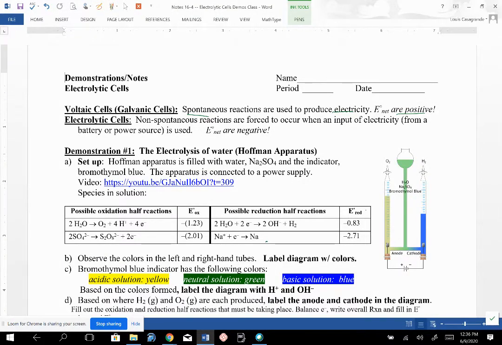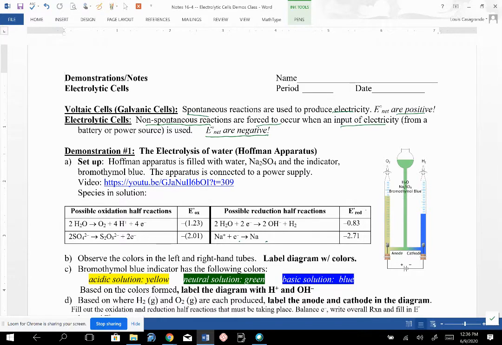An electrolytic cell is a non-spontaneous reaction. So these are electrochemical reactions that are non-spontaneous, but that are forced to occur by putting in electricity from a battery or a power source. And because they're non-spontaneous, if we put together the reduction and the oxidation reactions correctly, we will get a negative voltage for that cell.